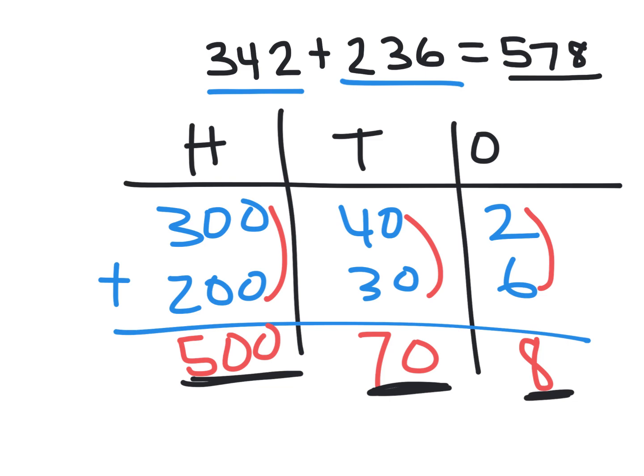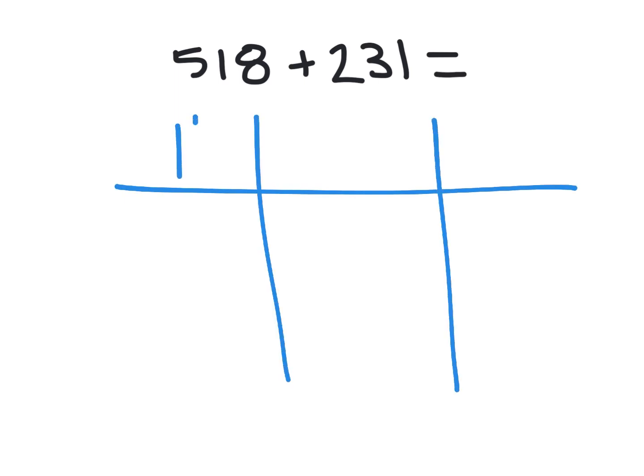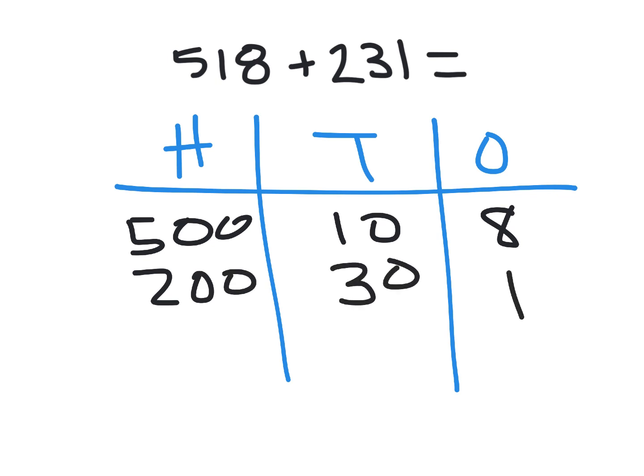Erase your board. Let's do another problem. 518 plus 231. T-chart, hundreds, tens, ones chart. We'll pull apart our numbers, 518, 500, 10, 8, 200, 30, 1. Remember, if you think I'm going too fast, pause the video. You have power over that. We make our plus sign, and now we're ready to solve the problem.